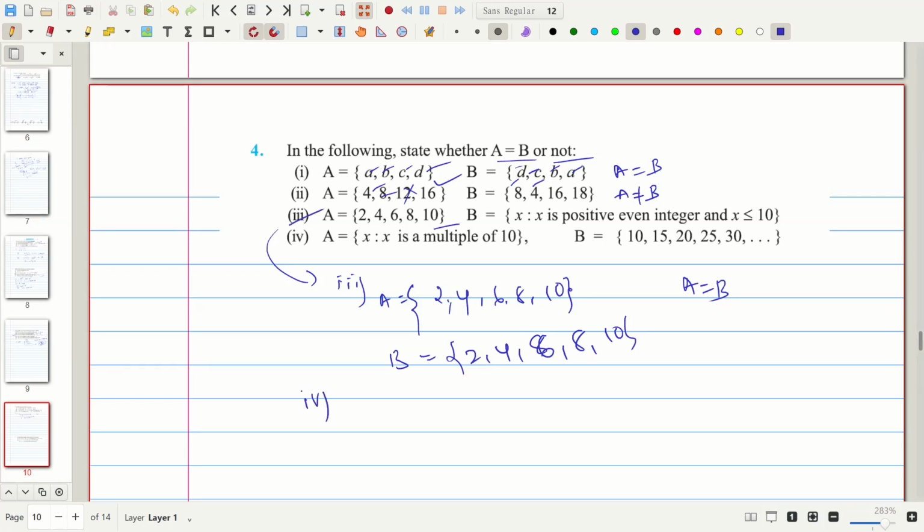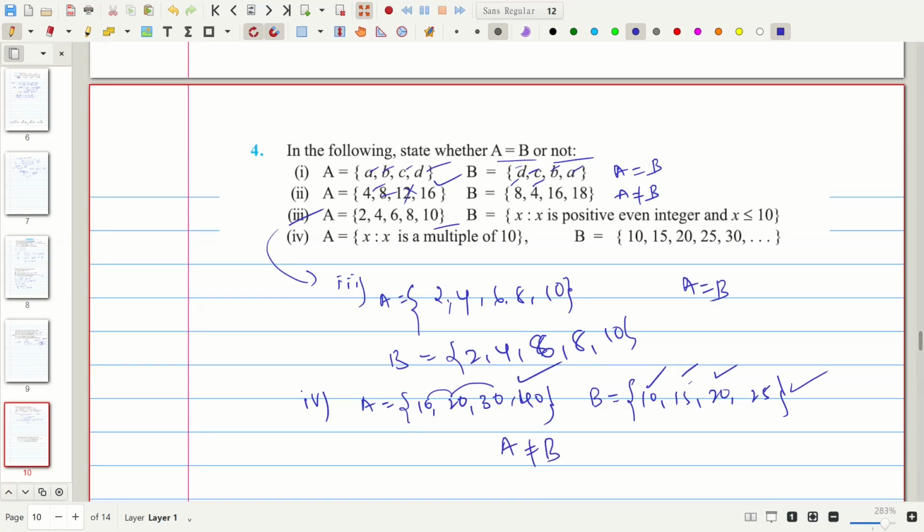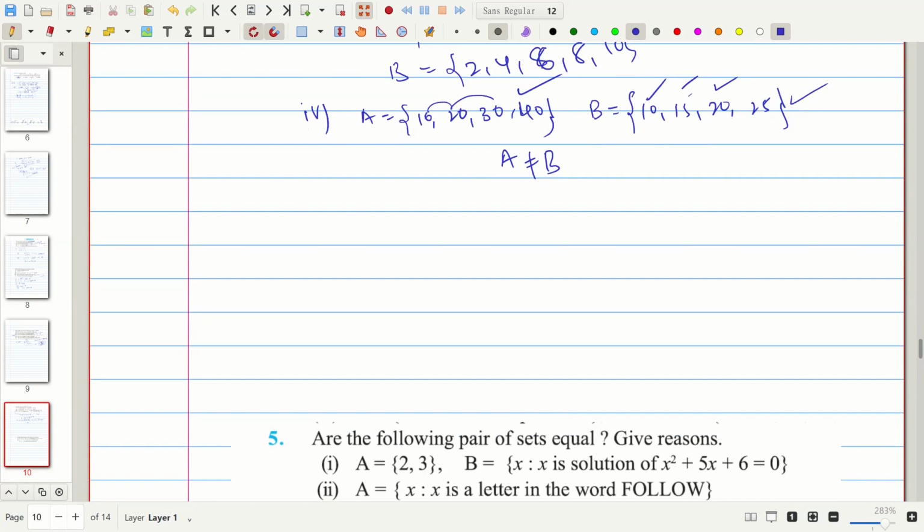Then the fourth one: A is the multiples of 10, so we can write the set A as 10, 20, 30, 40, since 10 ones are 10, 10 twos are 20, 10 threes are 30, 10 fours are 40. And B is 10, 15, 20, 25. It is the multiples of 5: 5 twos are 10, 5 threes are 15, 5 fours are 20. B is the multiples of 5, A is the multiples of 10. Therefore the sets are not equal.